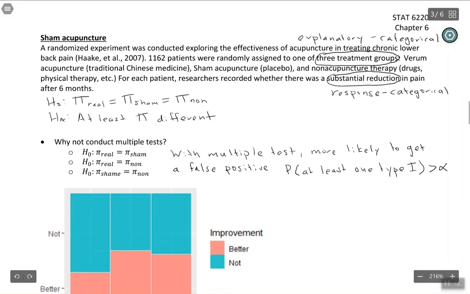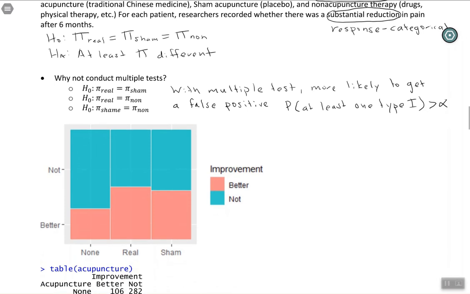Okay, so let's start off by looking at a mosaic plot. So we can see from the width of the bars that the sample sizes were all about the same. And then we can look and see that there does seem to be some difference, at least in the sample, of improvement, right? Both real and sham seem to be more likely to get better than the non-acupuncture group.